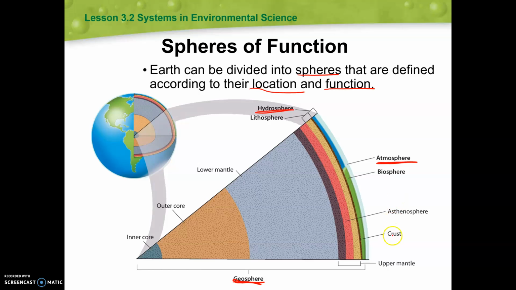So if we look here, starting all the way at the top, we have our crust. Going in from there, we have a lithosphere. This red strip right here is our asthenosphere. Then we see our upper mantle, our lower mantle, the outer core, and the inner core. So those are the different spheres that we are going to see here.